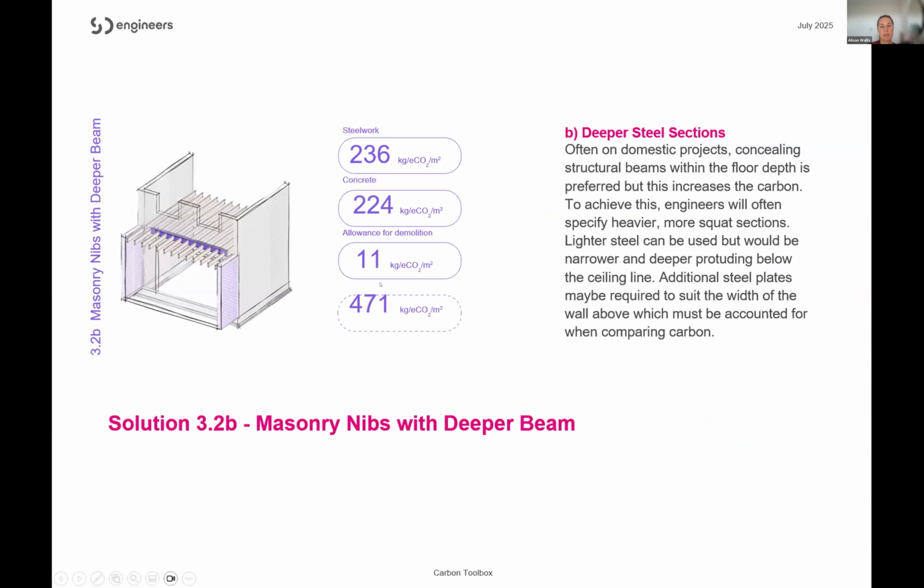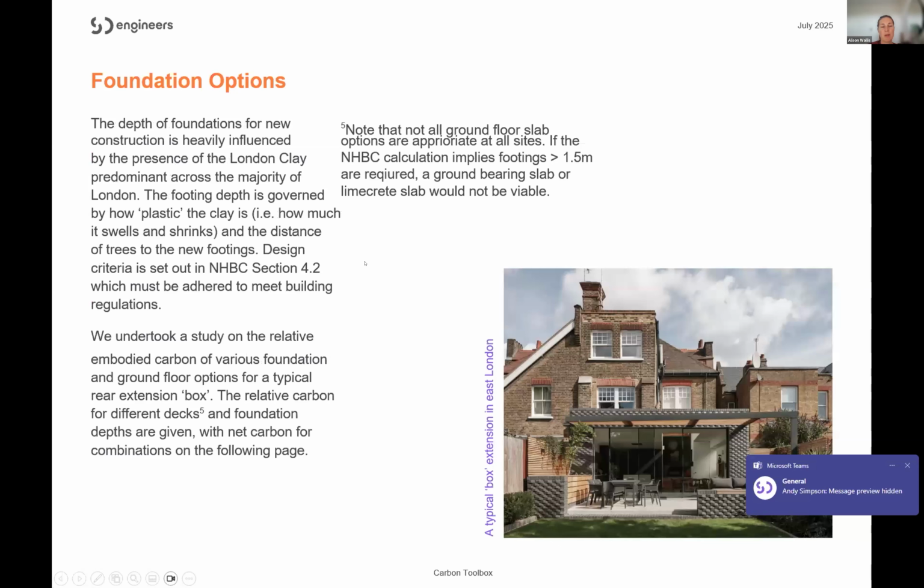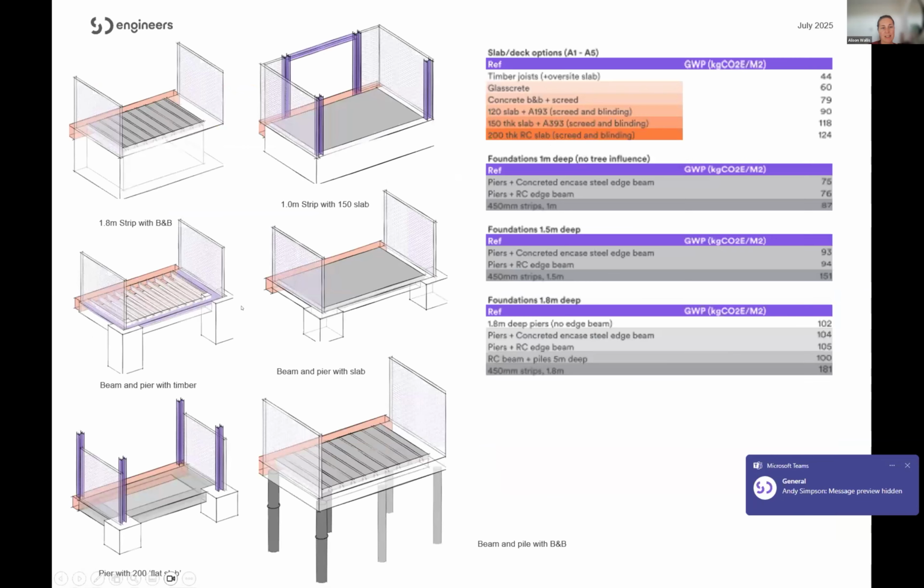And then we looked at reused steel and what we could do with deeper steel sections. And ultimately what we produced was a whole series of comparisons, which I will very quickly run through. We also looked at foundation options for single storey extensions, because the nature of London clay and trees and the building regulations in London dictates that we quite often have deeper foundations than we need for a single storey extension.